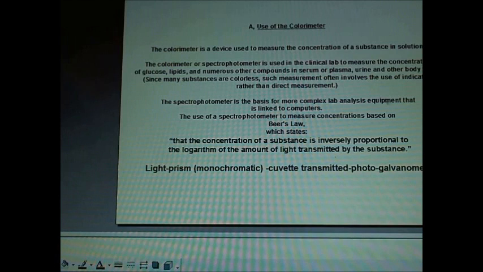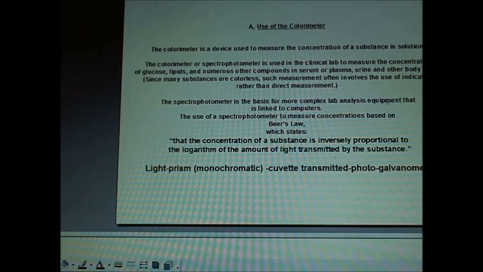the spectrophotometer. Your parts: you have a light source, you have the filter or diffraction grating, you have the cuvette that holds the sample, and then you have a light meter or galvanometer. The light comes through, it goes through the cuvette, and the concentration of whatever's in the cuvette absorbs light. Less light is transmitted to the galvanometer. That's what's read, and that's how you tell how much of your subject is in there.